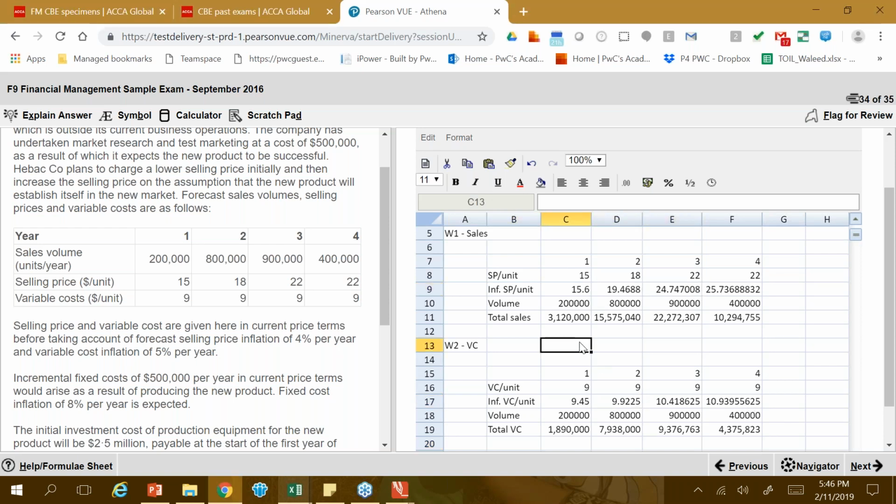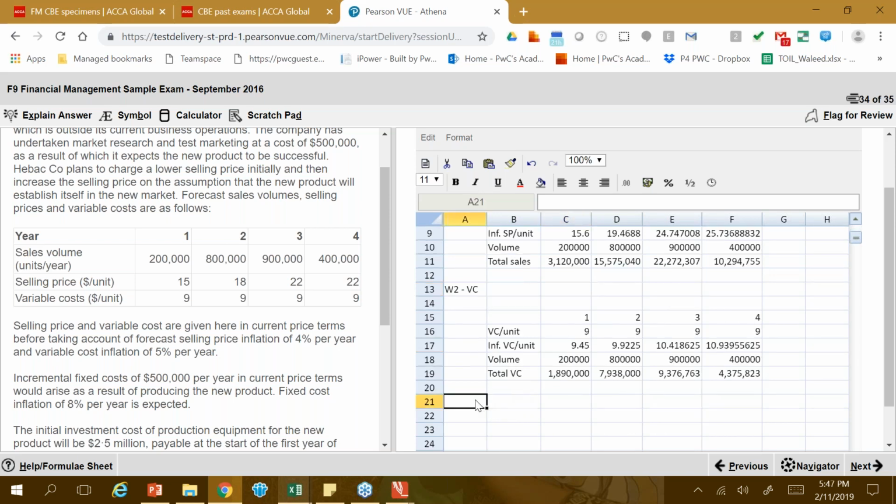So we got the sales 2 marks, variable cost 1 mark, and now we're going to go into the working 3. And the working 3 here is fixed costs. Working 3 is fixed costs. So what we've got here is our fixed costs given in total terms, and these were given as 500,000 per year. But the thing is that these are uninflated.